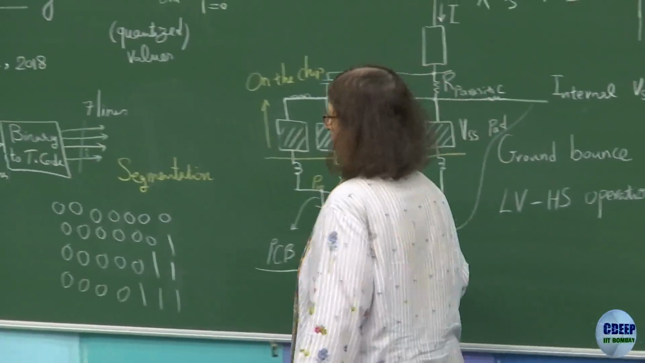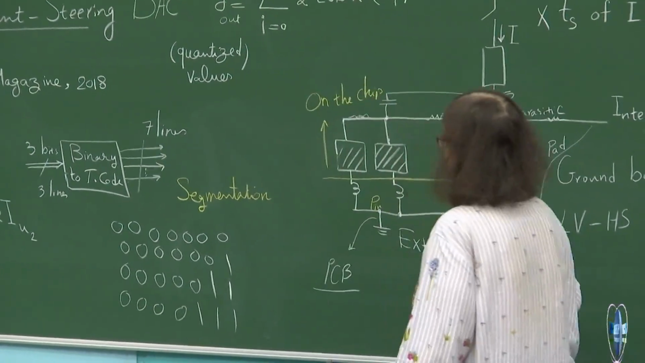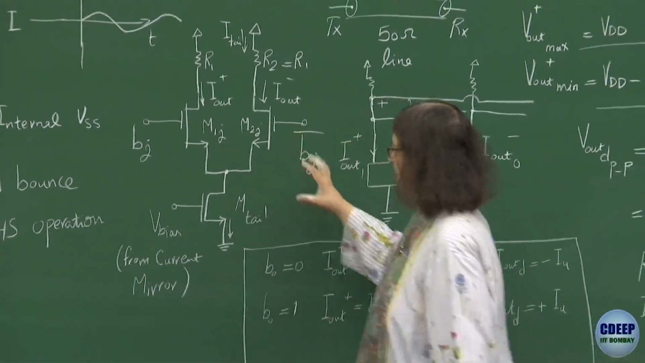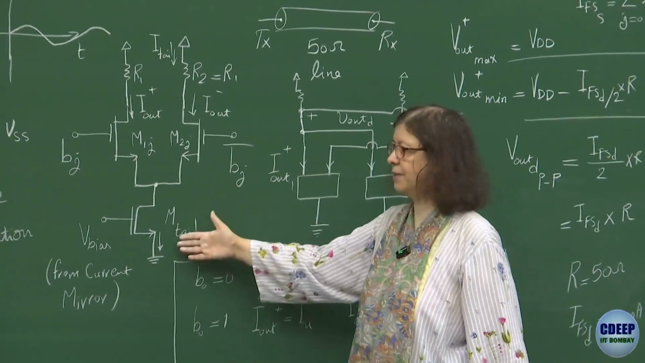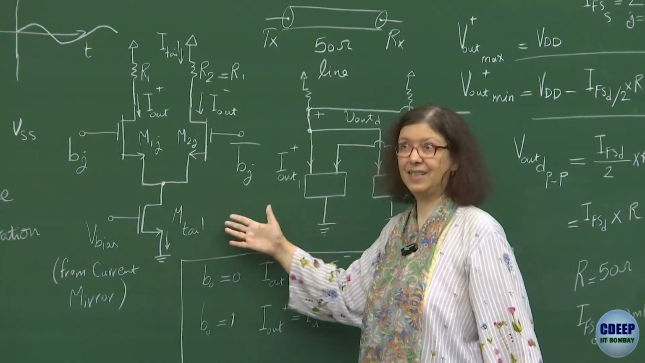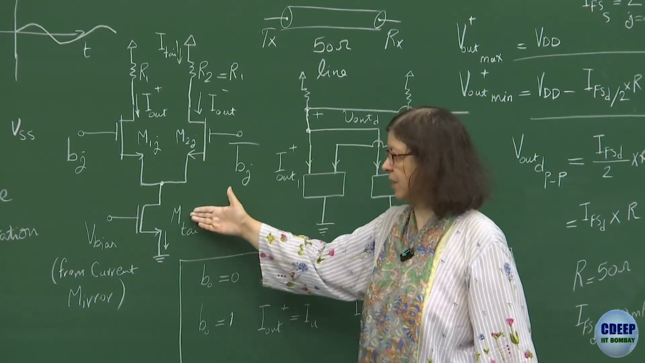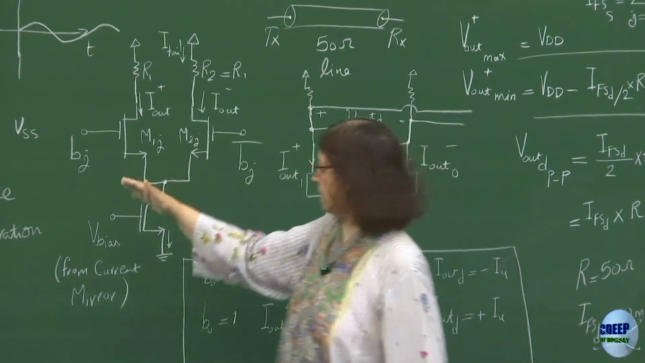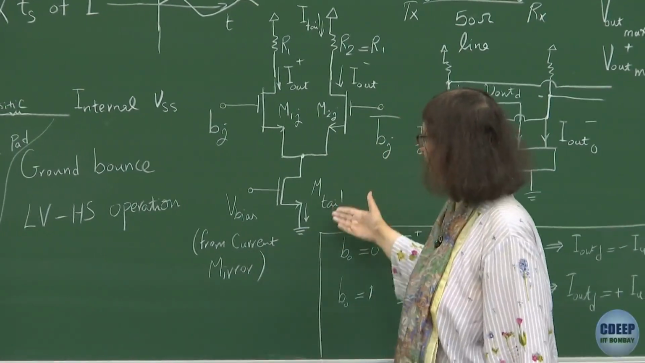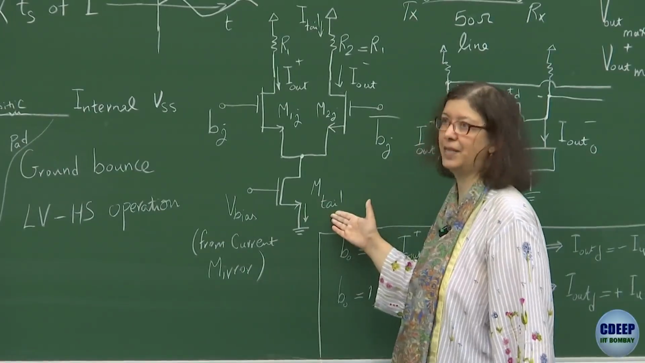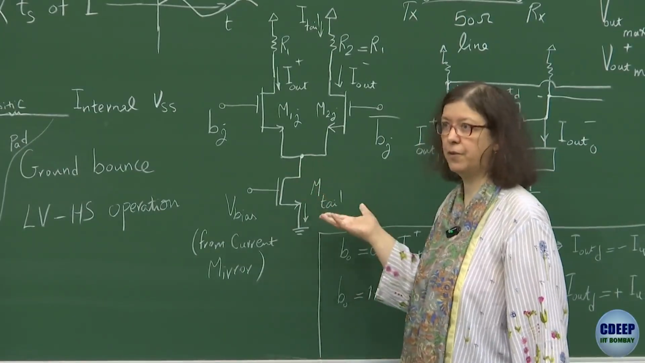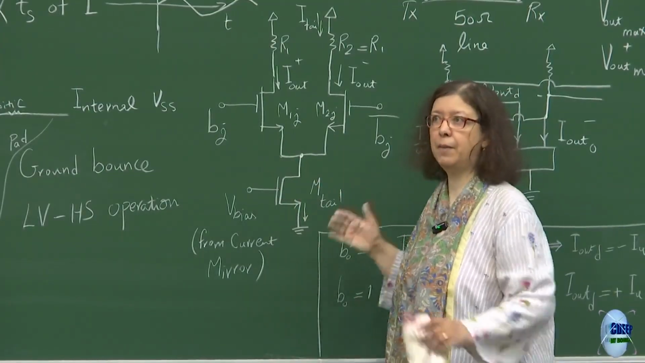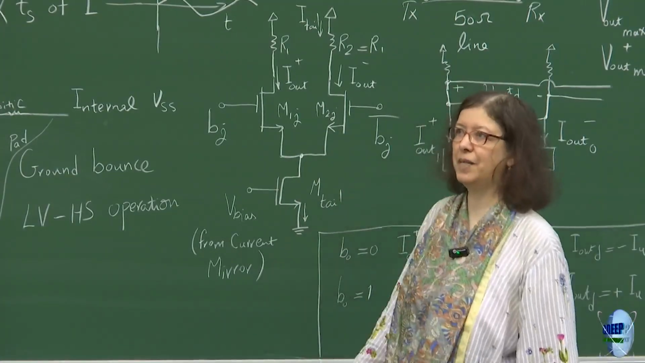But in the case of binary weighted, each one of the current sources is eventually scaled, right? For example, if this is IU for the LSB, the next one should be 2 LSB, and the next one should be 4. That means the W by L of the next transistor should be double, and the next one should be 4 times, and the next one 8 times. Here all of them carry the same current, but the number has become 2 to the power n minus 1.